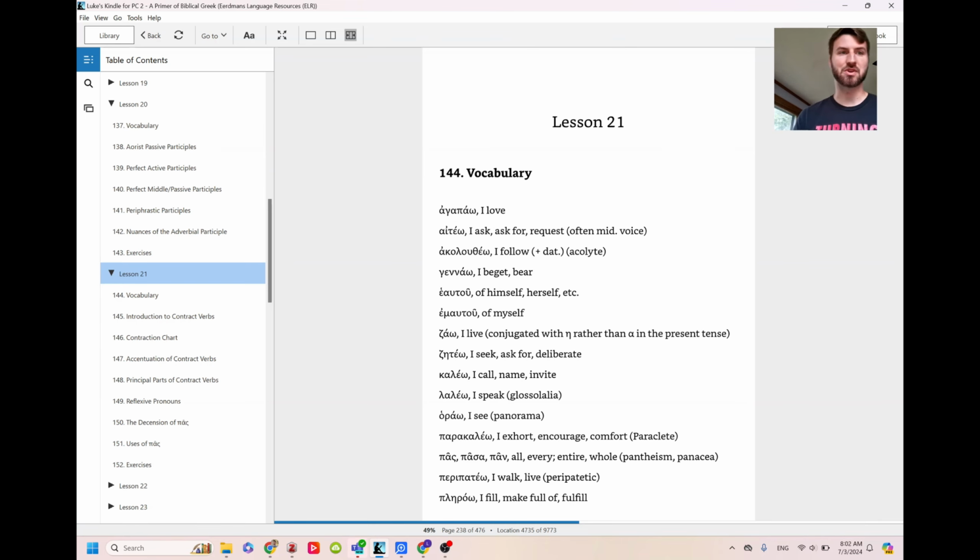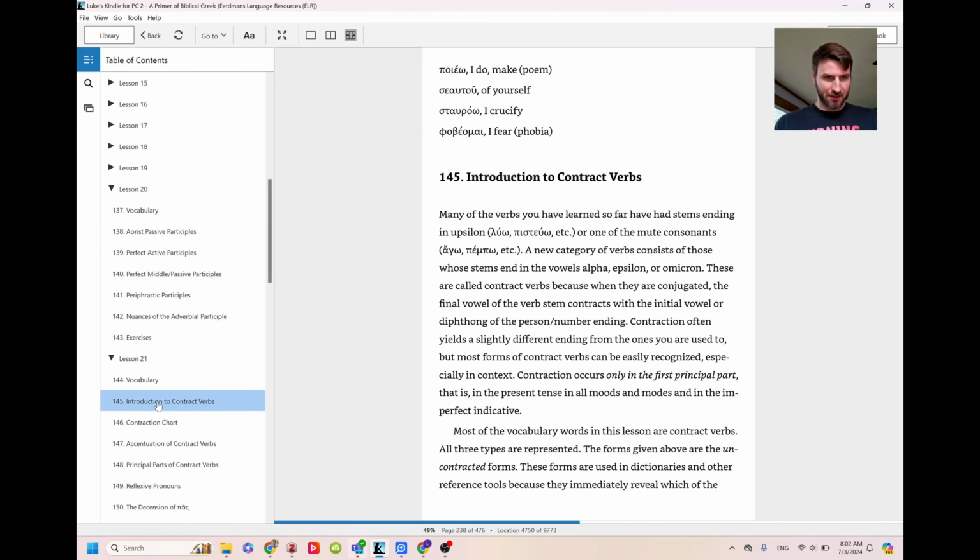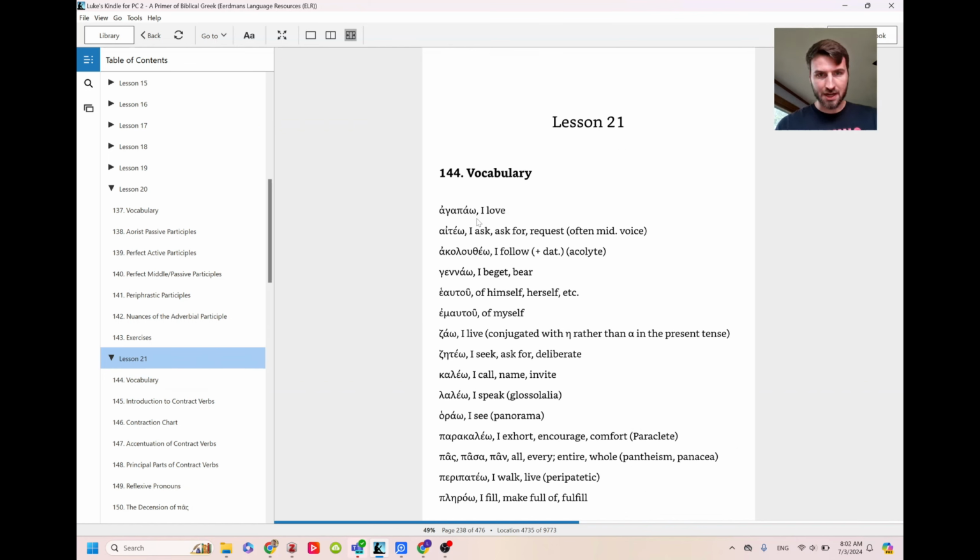Now turn to lesson 21, which, after going through all the lessons on participles, I think should be easy. Maybe not, but I think it will. Lesson 21 is about contract verbs. So what is a contract verb? Contract verbs are verbs that end in alpha, epsilon, or omicron here.